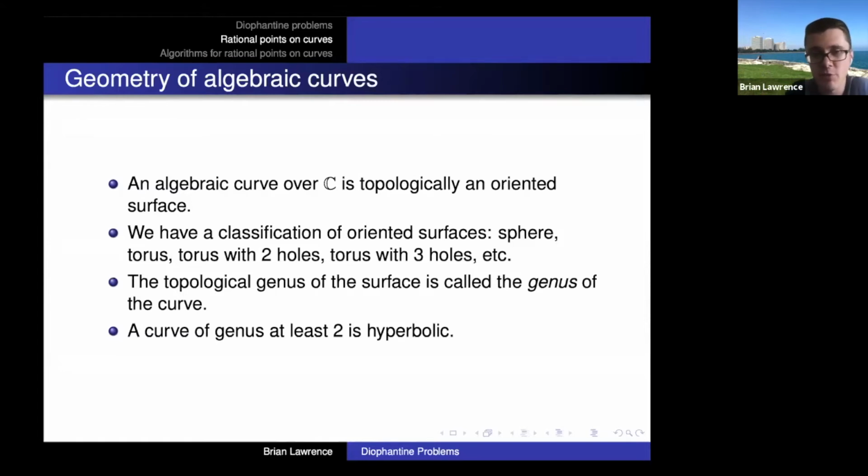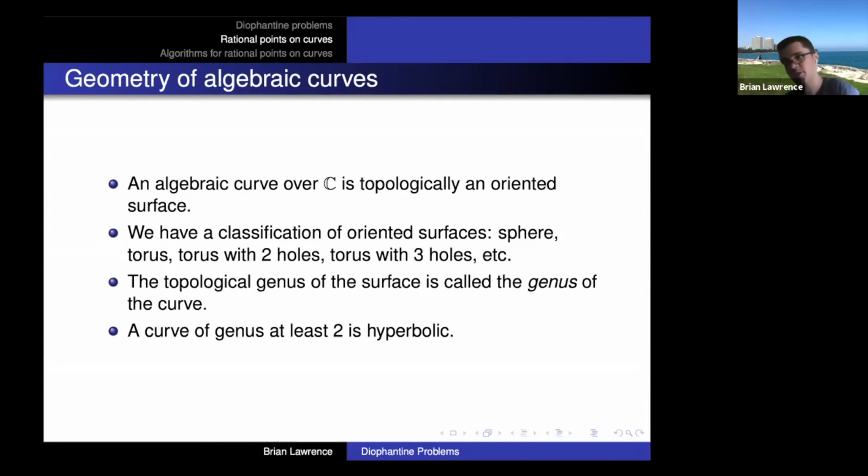Now, an algebraic curve over C is a 1-dimensional complex manifold, but 1 complex dimension is 2 real dimensions. These things are actually surfaces. They're oriented surfaces, essentially because the fact that it's a complex manifold gives you an orientation. In other words, locally, the tangent space at every point is a 1-dimensional vector space over C, and the choice of i as a complex number defines an orientation on the tangent space at every point.